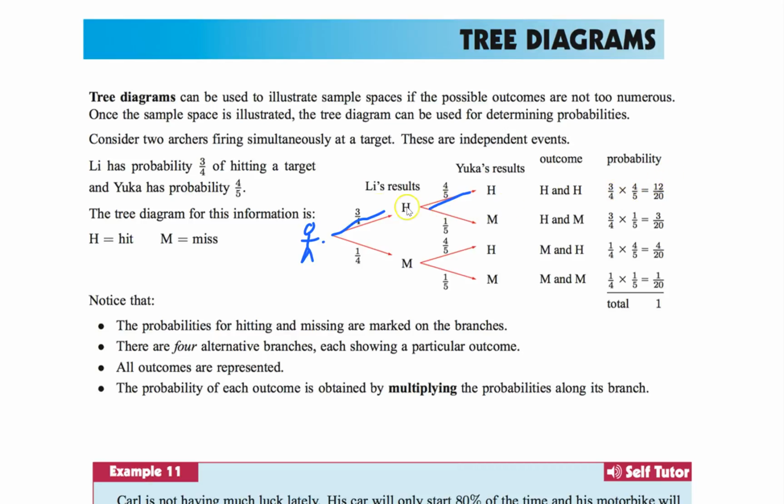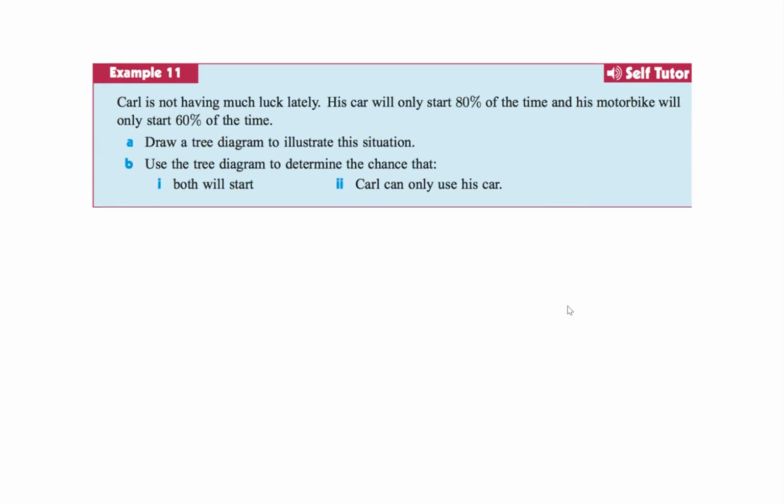What's the odds Lee gets a hit and Yuka doesn't? Hit, miss, and you just get that probability. Lee misses, Yuka doesn't, miss, hit, and if they both miss, you just go miss, miss. That's kind of the way it works. So let's make our own right here. The best way to do this is by example.